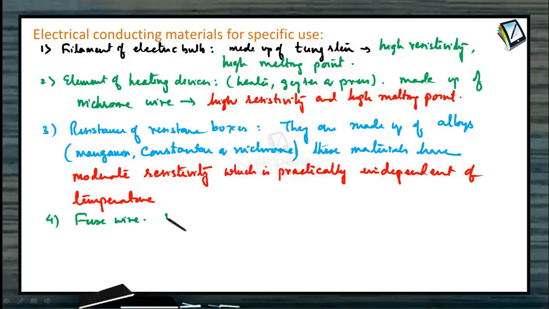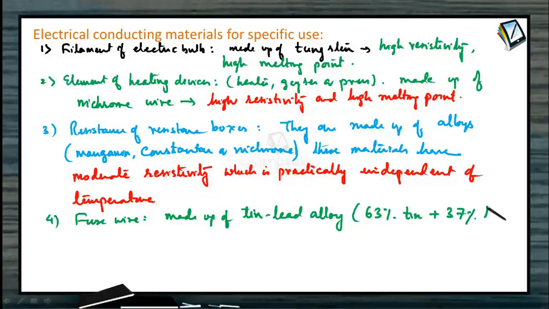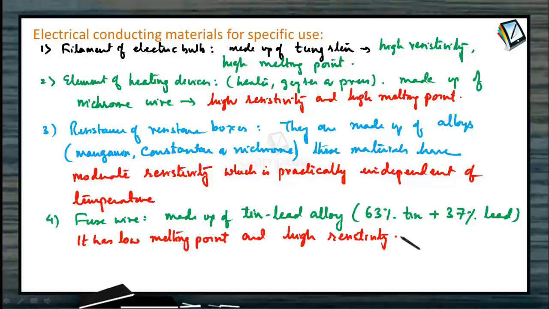Fuse wire. It is made up of a tin-lead alloy, 63% tin plus 37% lead. It has a low melting point and high resistivity. It is used in series as a safety device in an electrical circuit and is designed so as to melt and thereby open the circuit if the current exceeds a predetermined value due to some fault. The function of a fuse is independent of its length.